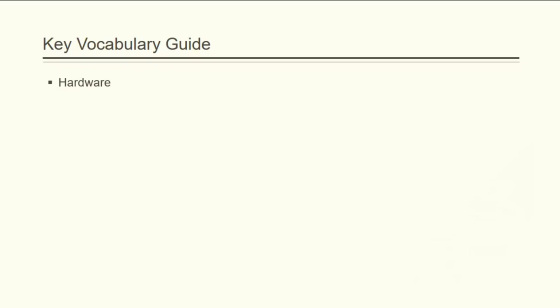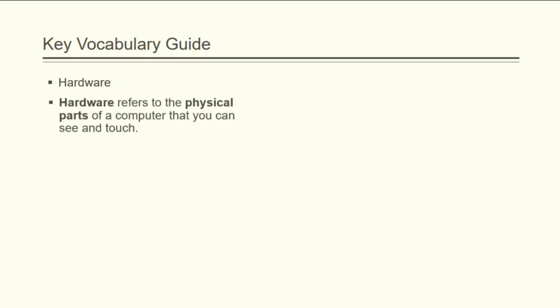Hardware. What do we mean by hardware? So a hardware refers to the physical parts of a computer that you can actually see and touch. For example, you can see the monitor and touch it. You can see the keyboard, mouse, printer, the system unit, and the speakers, and you can actually touch them.